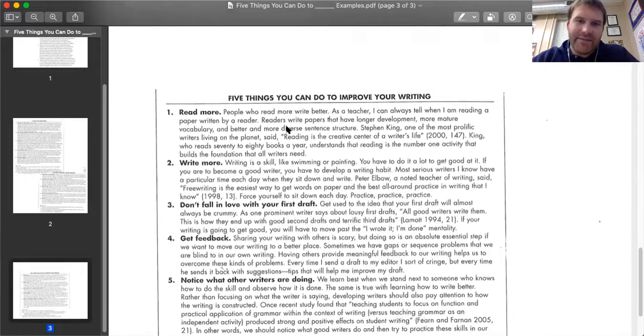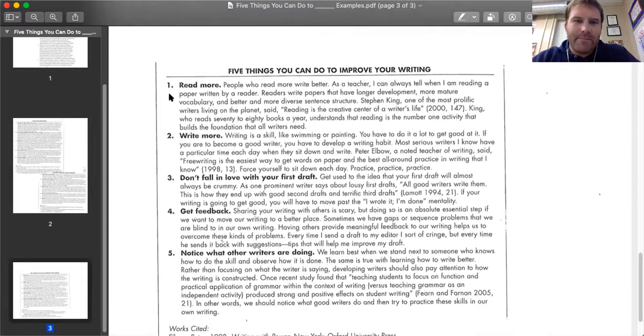So we're going to look at 5 things you can do to improve your writing. And so I'm going to read this one, and then we'll swing it back to you, and you can read the rest of them, and you just have to create your own and all that fun jazz. So, 5 things you can do to improve your writing.